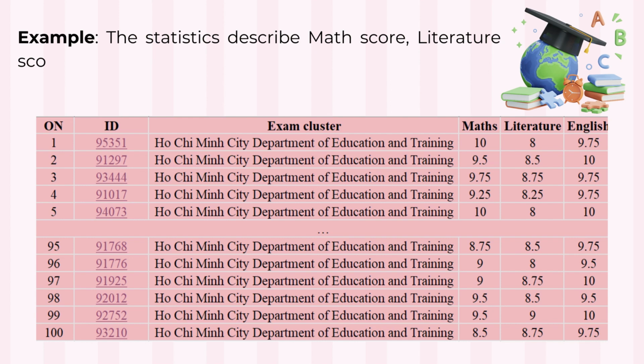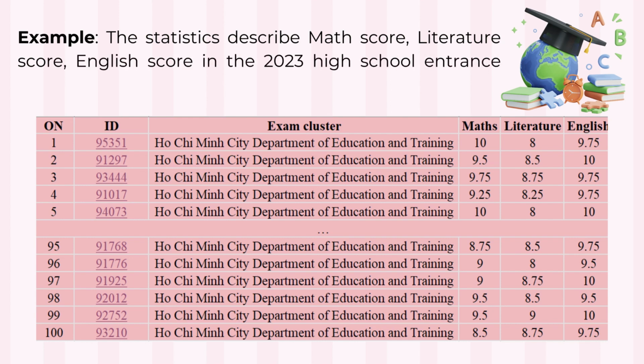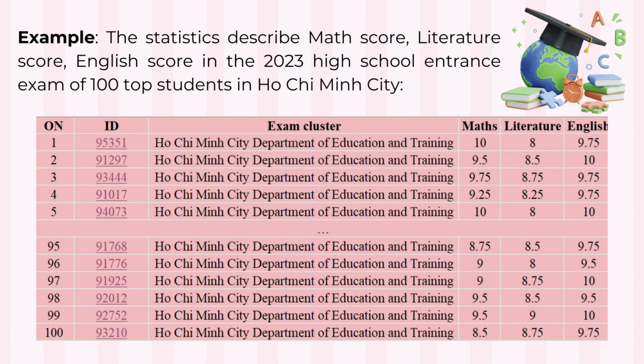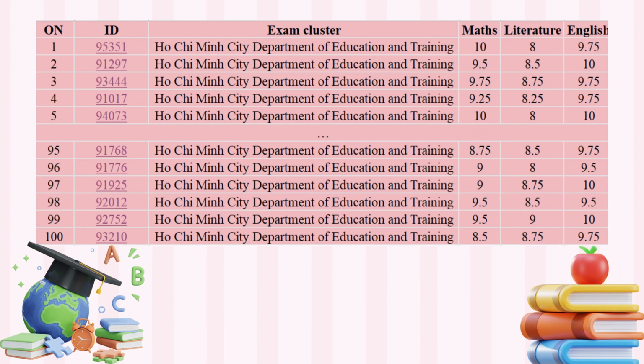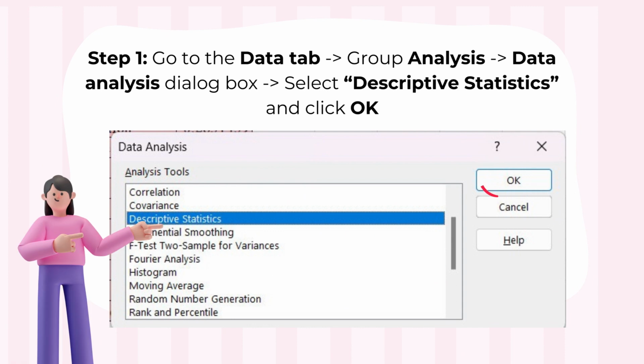The statistics describe math score, literature score, and English score in the 2023 high school entrance exam of 100 top students in Ho Chi Minh City. To implement descriptive statistics, we need to take the following 2 steps. Step 1. Go to the Data tab at Group Analysis in Data Analysis dialog box. Select Descriptive Statistics and click OK.